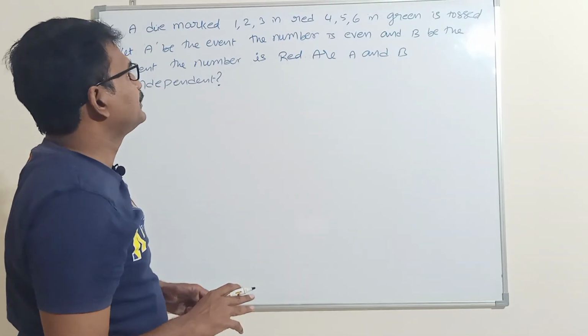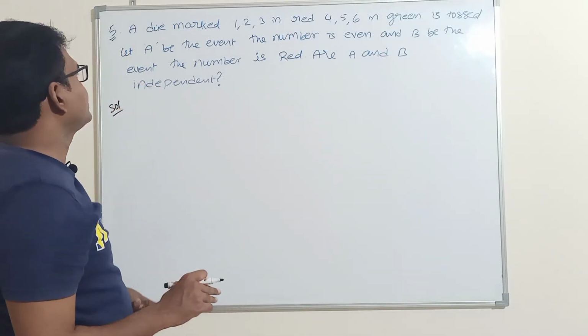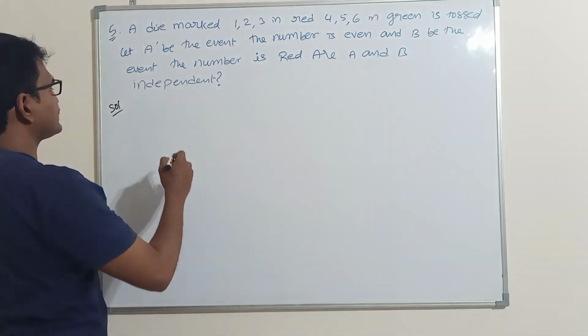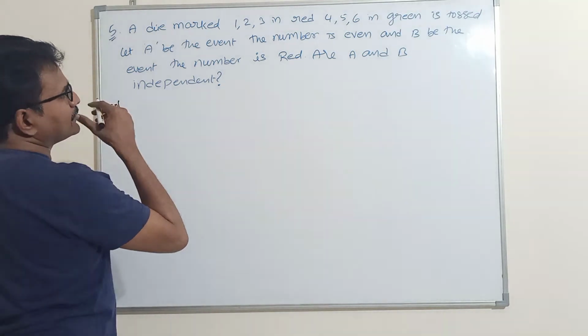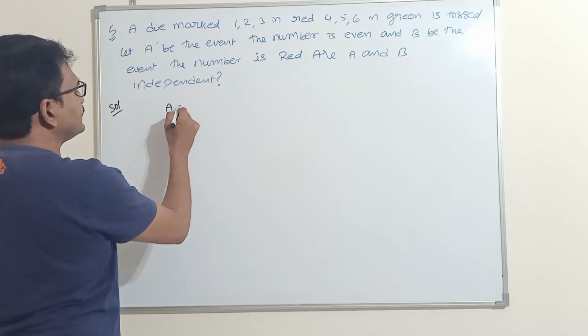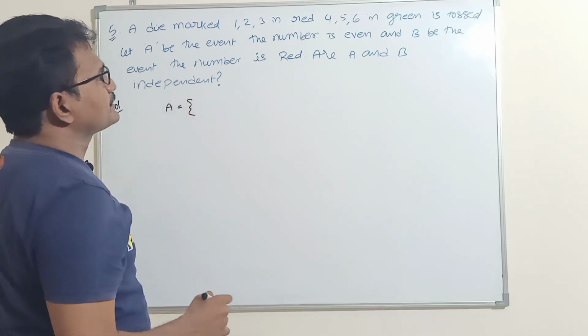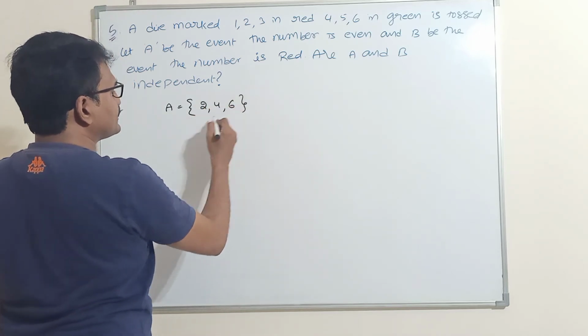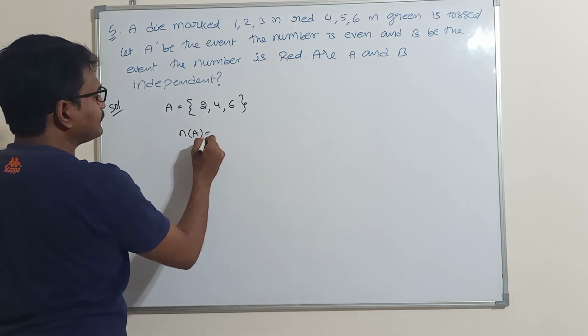A die marked 1, 2, 3 in red, 4, 5, 6 in green is tossed. Let A be the event that the number is even, and B be the event that the number is red. So what is A? Event A is the number is even, which means 2, 4, 6. The number of sample points is 3.